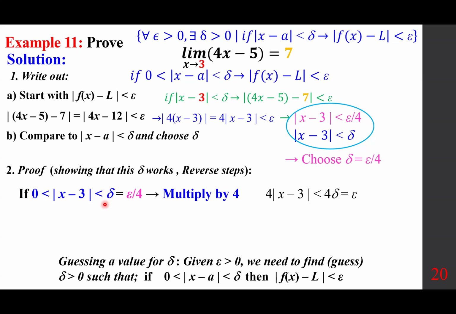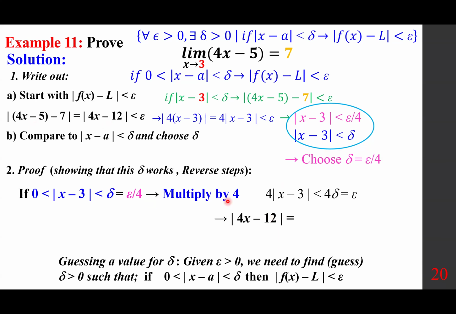We are interested in this part. So 4 times the absolute value of x minus 3 is less than 4 delta, which is equal to epsilon. So 4 times delta, 4 times that is epsilon. We can take the 4 inside, the absolute value becomes 4x minus 12 inside the absolute value. So we are reversing. And so we got this one, but we want this one.